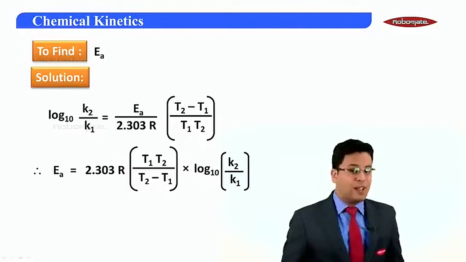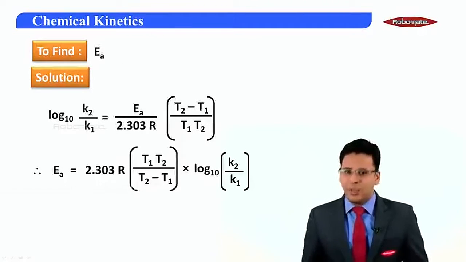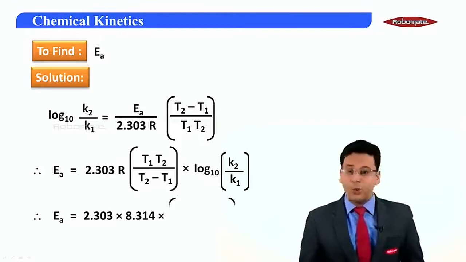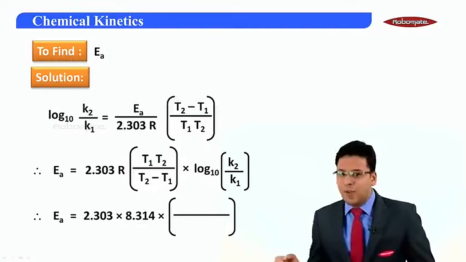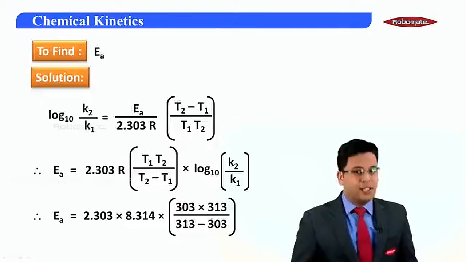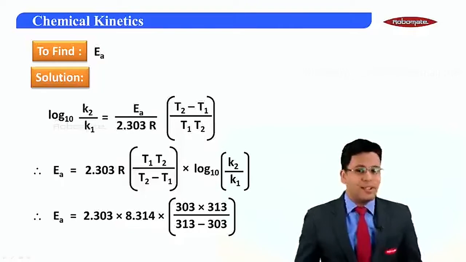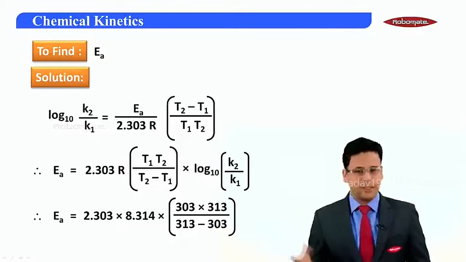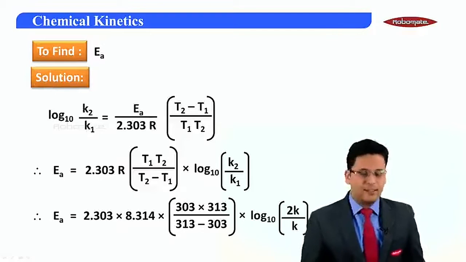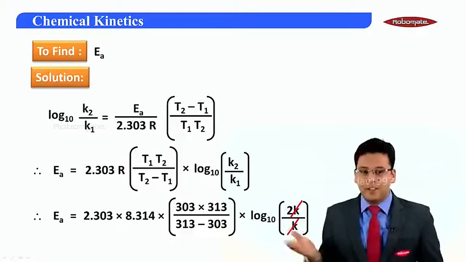And when we substitute the values of T1, T2, K1 and K2, once again, we can do that. So we'll get EA is equal to 2.303 into 8.314 into T1 T2 upon T2 minus T1. So we can write it as 303 into 313 upon 313 minus 303. Once again, you can see that the higher temperature is T2 into log of K2 upon K1, which is 2K upon K. Now here, as you guessed it right, K and K will get cancelled and we will be left with log 2.